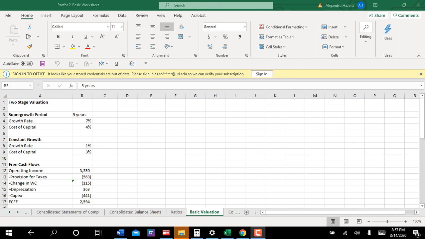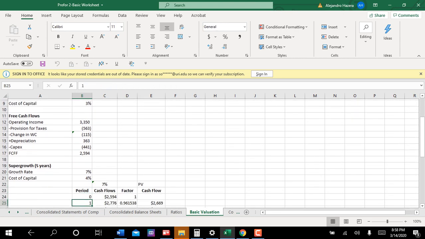Anyway, let's start where we left off last time. Based on what we did last time, you should already have a basic valuation constructed. You'll notice that we had a two-stage valuation. The super growth period grew at 7% with a cost of capital of 4%, and a constant growth period with a very low 1% growth rate and a cost of capital of 3%. These numbers may seem unrealistic, but we're just playing for now.